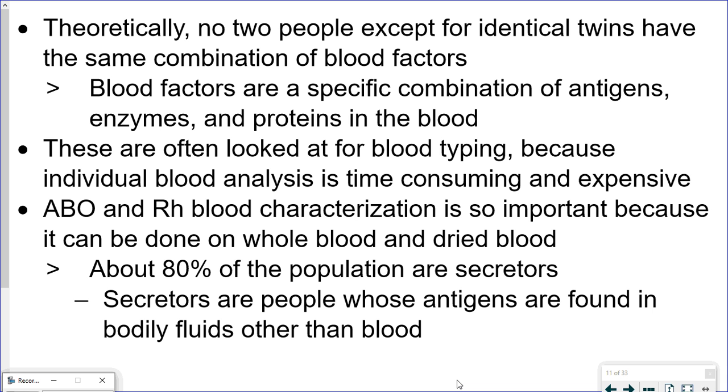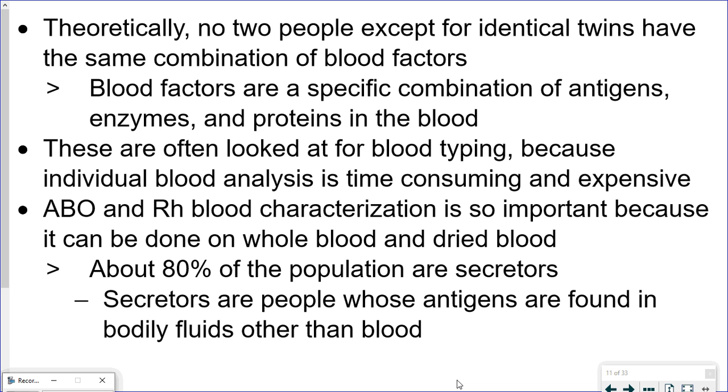Theoretically, no two people have the same blood except for identical twins. So identical twins should have the same blood factors. This is just a different combination of antigens, enzymes, and proteins in the blood. So it may be someone who's going through chemotherapy that needs a blood transfusion needs blood with certain antigens in it and certain blood factors in it to help them refresh whatever they've lost.